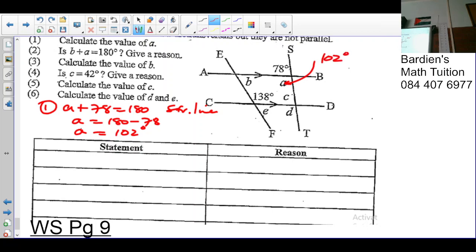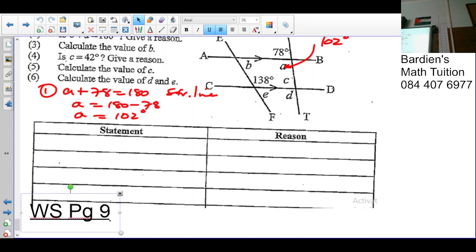Next. Is A plus B 180? Yes, Michael? Page 9. Are we on page 10 now? Yes. Okay. But the wrong page number here. Is it the right diagram? Okay, the diagrams will be very similar to each other.